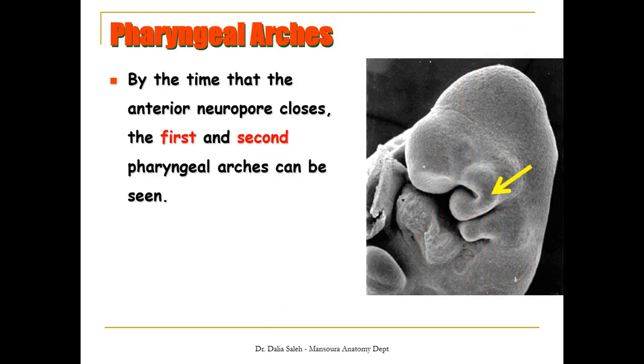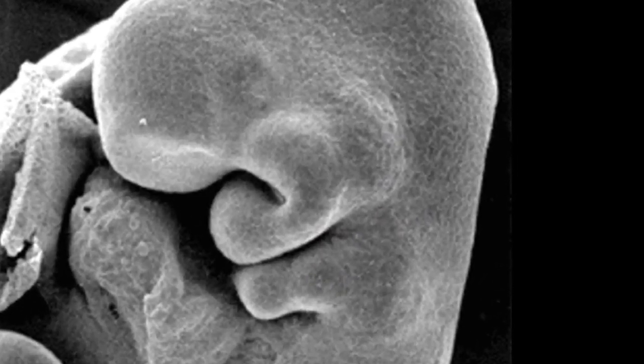By the time that the anterior neuropore closes, the first and second pharyngeal arches can be seen. This is the first arch and this is the second pharyngeal arch. Even in the first pharyngeal arch, you can see two prominences, the maxillary prominence and also the mandibular prominence.